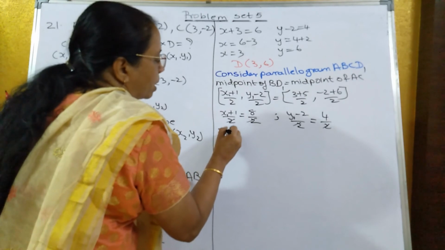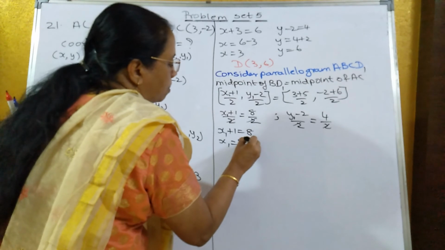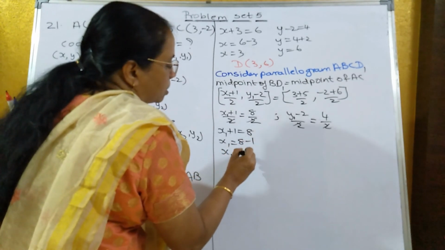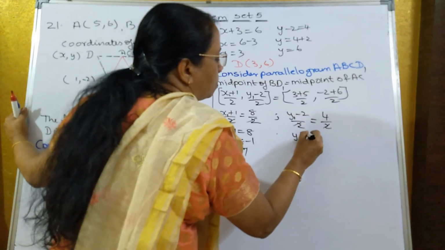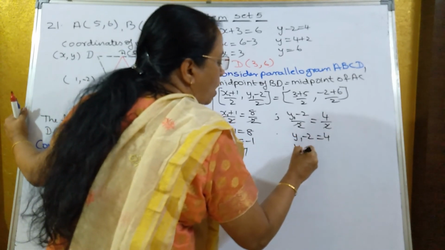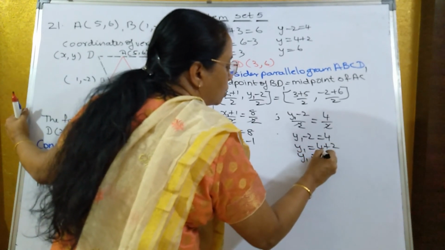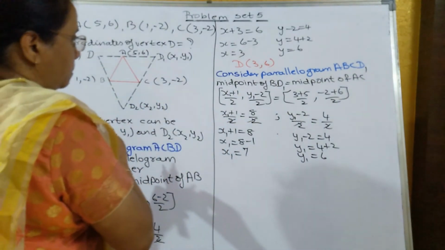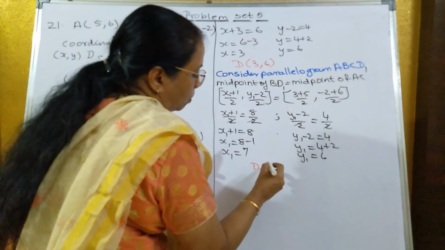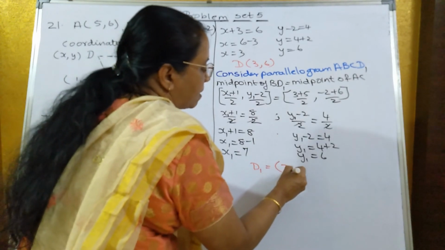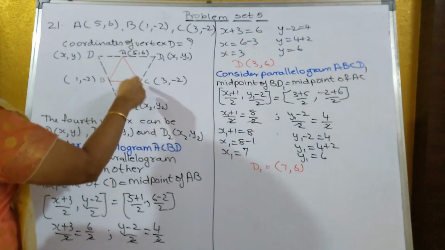So x1 plus 1 is equal to 8. So x1 is equal to 8 minus 1. So x1 is equal to 7. Over here, y1 minus 2 is equal to 4. y1 is equal to 4 plus 2. Therefore y1 is equal to 6. So the coordinate of D1 will be equal to 7 and 6.